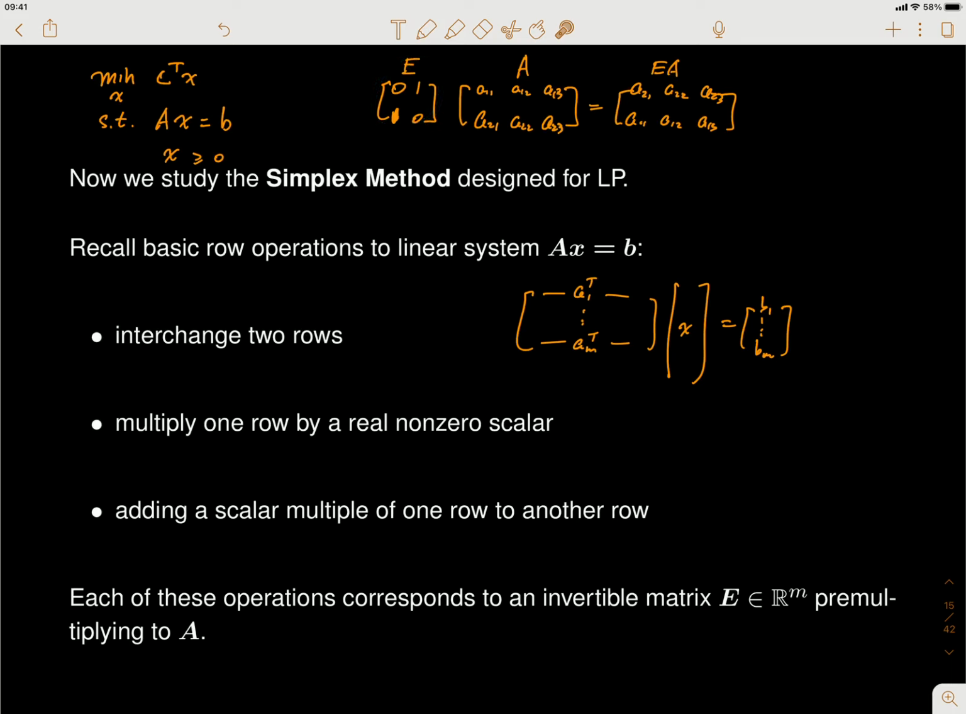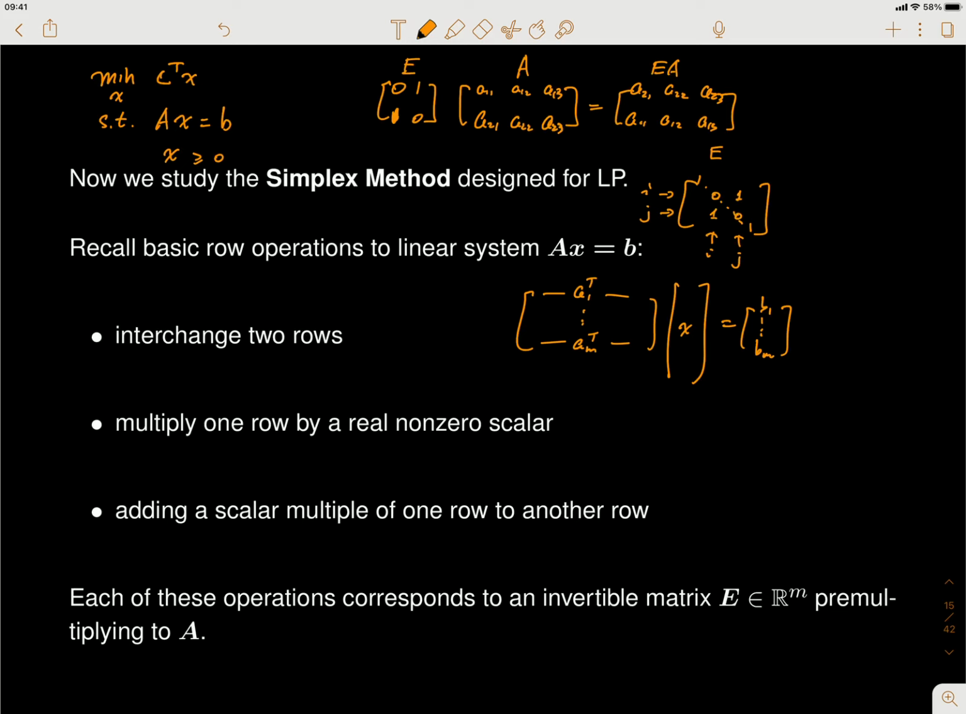So the first operation can be interpreted as multiplying an invertible matrix E on the left of the matrix A. If you want to switch the ith and the jth rows of the matrix A, then your E matrix should look like this. It is modified from the identity matrix: in the ith row and the jth row, I replace the entries by 0, 1 in one row, and 1, 0 in the other.